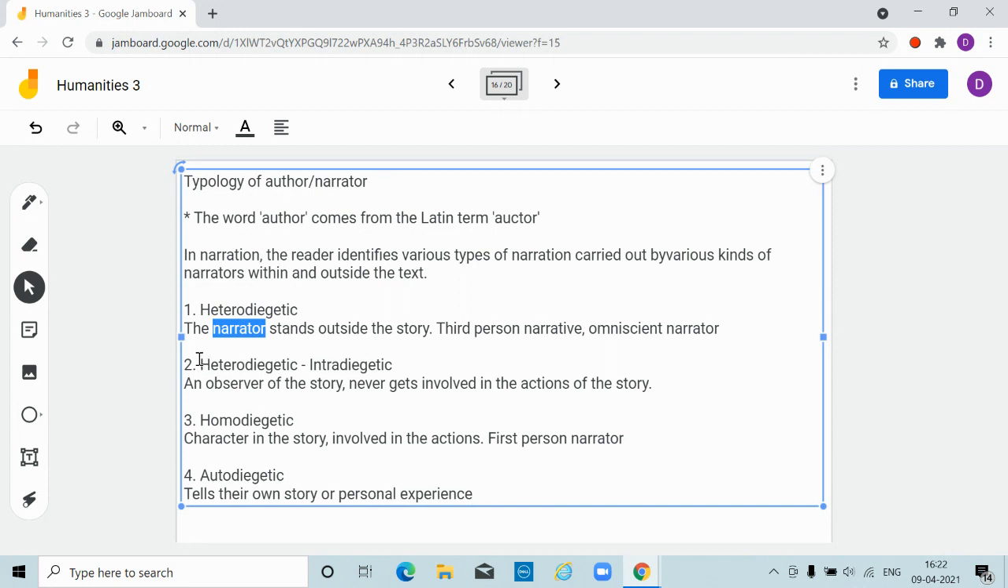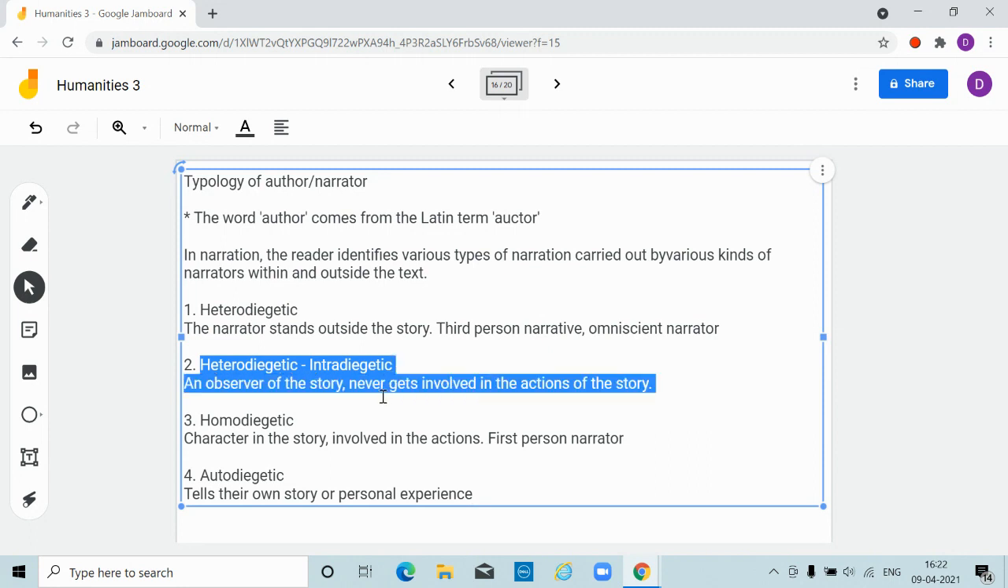Now, the second category is heterodiegetic, intradiegetic narration. We already looked at what heterodiegetic narration is: the narrator is not part of the story. Now, in the second one, heterodiegetic, intradiegetic narration, the narrator is an observer of the story.